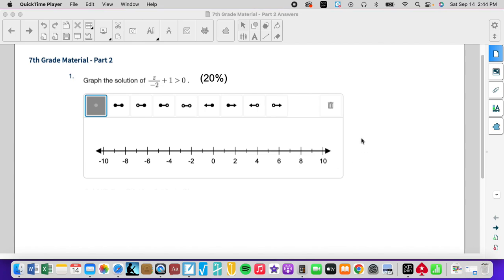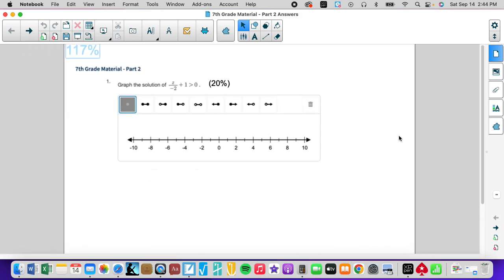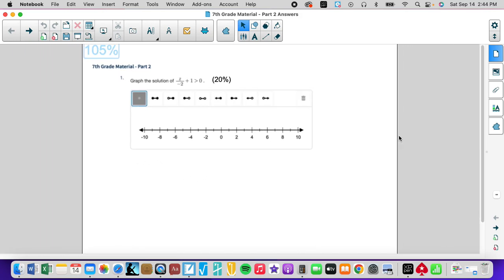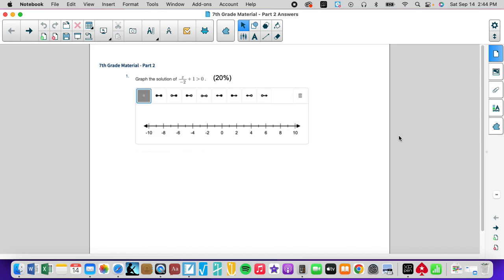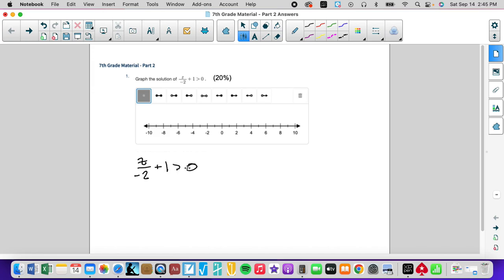So this is a two-step inequality. Let's go to 100 maybe. There we go, I like that. It says graph the solution of z divided by -2 plus 1 is greater than 0. This is a two-step inequality, very similar to a one-step inequality. You would do the same thing. There's just one little trick in here that we need to be aware of. And then it wants to graph the solution also, which is another skill.